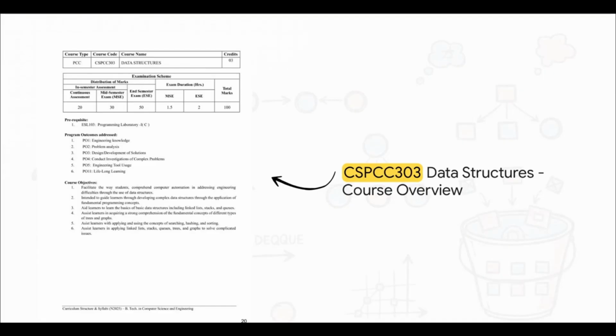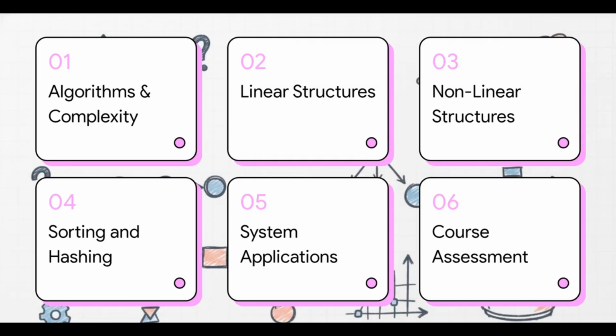Okay, let's dive into the specifics here. This is a comprehensive 3-credit course, officially coded as CSPC 303. Now, to even get in the door, it requires a prerequisite in C programming. What's fantastic about this is that it directly addresses core engineering outcomes, things like complex problem analysis and the meticulous design of practical solutions. Here's our roadmap for today.